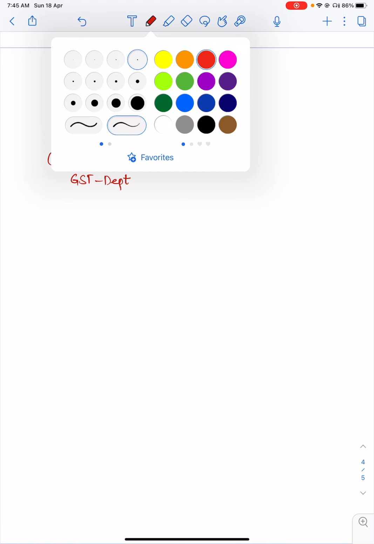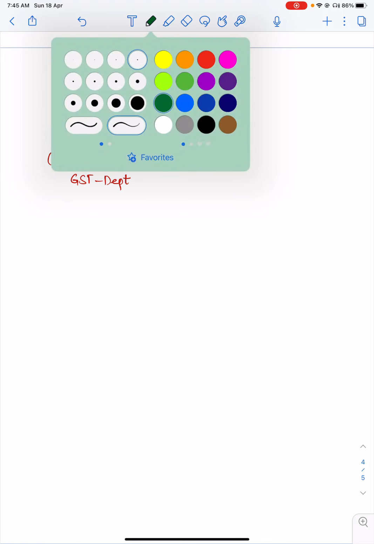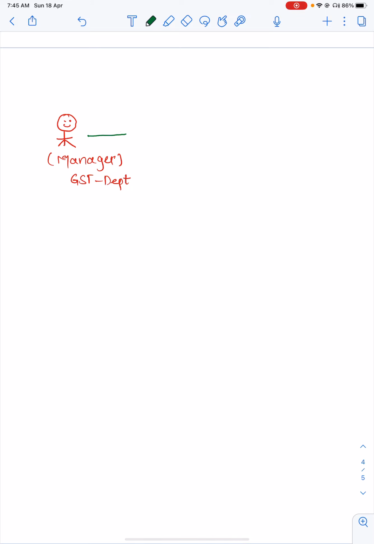this definition. Now let us say we have an employee. Let us assume this employee's role is manager. Which department? Let us assume he's working in the GST department. Now this manager wants to apply for leave.